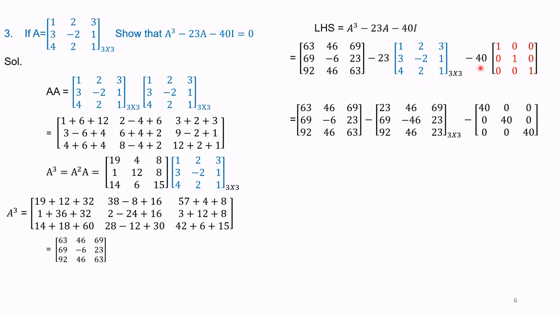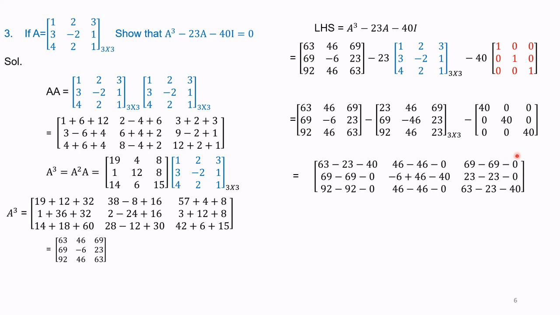So 40 into I. Because ones are there in the diagonal, it will be 1. 40 into 1 is 40, 40 into 1 is 40, and 40 into 1 is 40. So the diagonals will be 40. The remaining elements will be 0. So first row is 40, 0, 0. Second row is 0, 40, 0. Third row is 0, 0, 40.